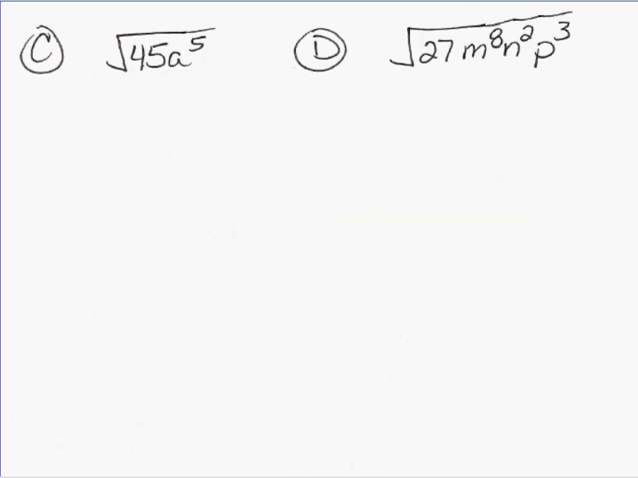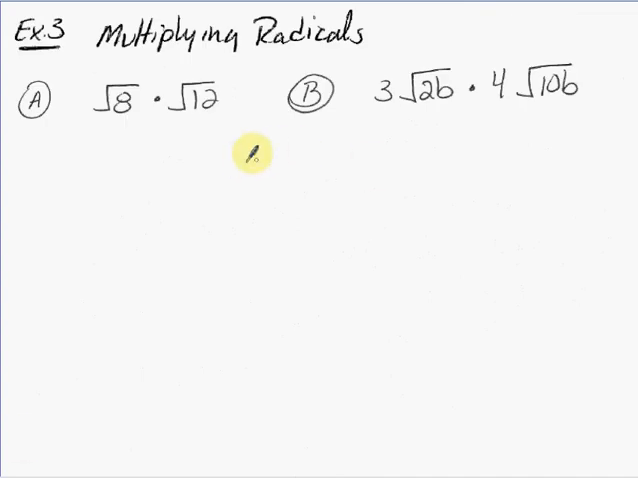Alright, so the last thing we're going to do here is a little bit of multiplication. Multiplying is pretty straightforward. If 2 numbers are under the radical symbol, you just multiply them together. So I have 8 times 12 is 96. So that's a root 96. Now I would want to simplify that, so let's go ahead and break this up into 8 and 12.